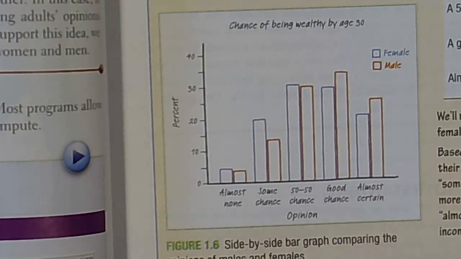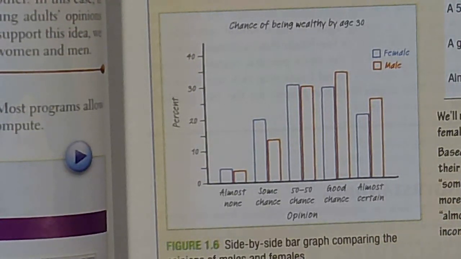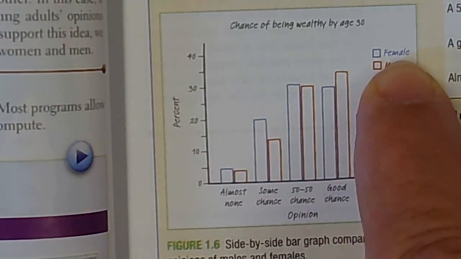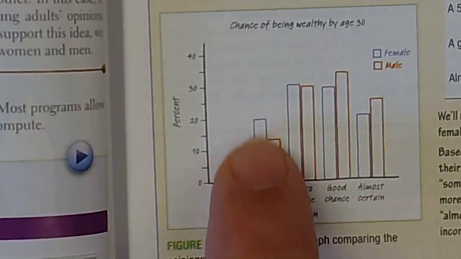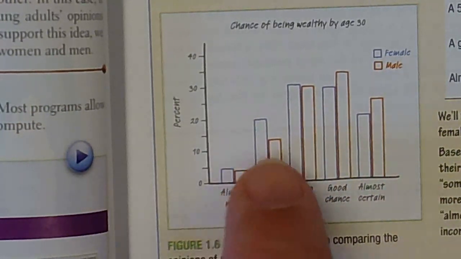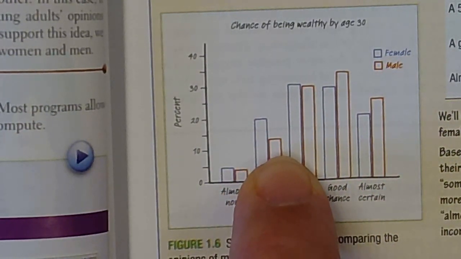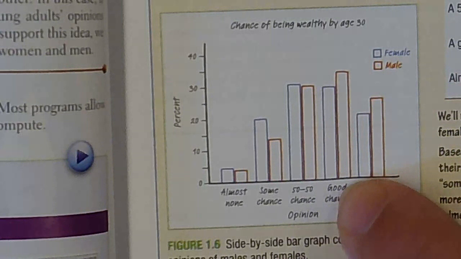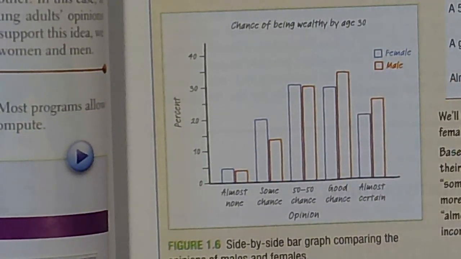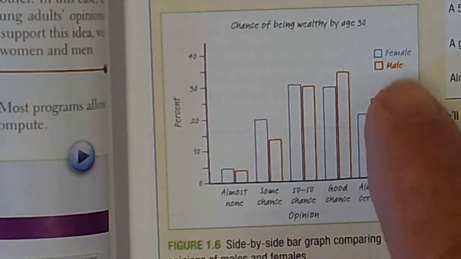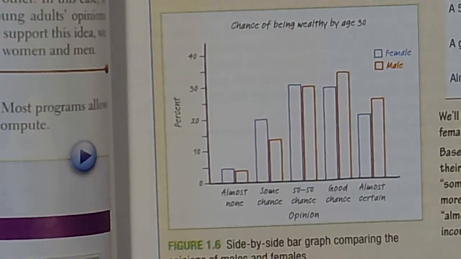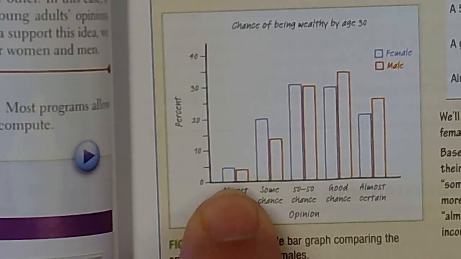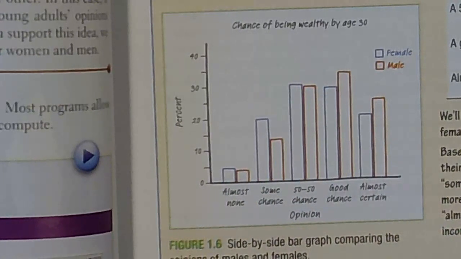You can quickly look and make some comments about the association: which was higher, which was lower. Right here, there's a big gap. Females tended to choose the response of some chance more than males. Where were the males a little higher? These two categories. Males were higher in almost certain and good chance. So they had a slightly more optimistic view of their future, I guess. When they ask you to describe what you see, you should talk about those differences. They're pretty close on these two categories. Three sentences would be plenty.